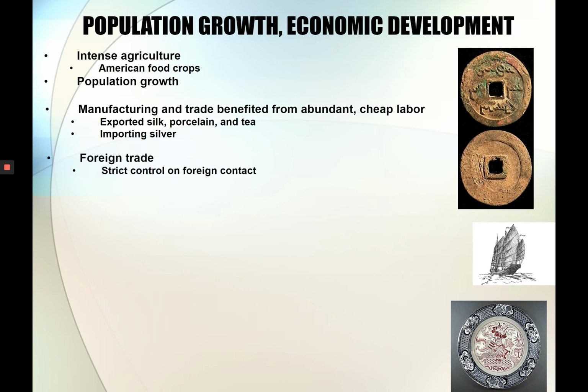Foreign trade. So China is going to come to control a lot of the foreign trade. They were never cut off or isolated, but they wanted to control what was allowed in and out of their country. And so trade with the West, trade with Europe remained vigorous, but they grew increasingly leery of European ideas and European culture and technology. And so they started to reject a lot of European culture and technology.